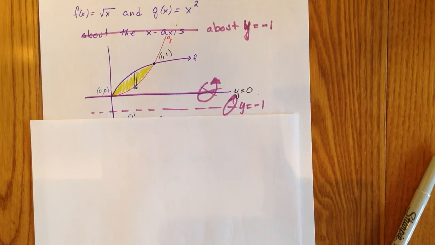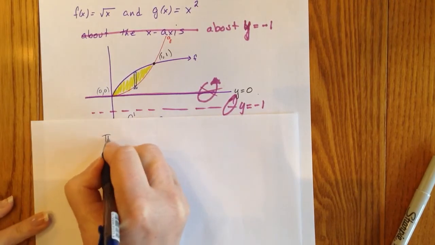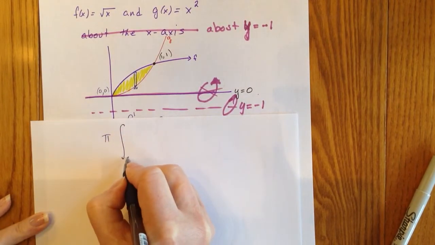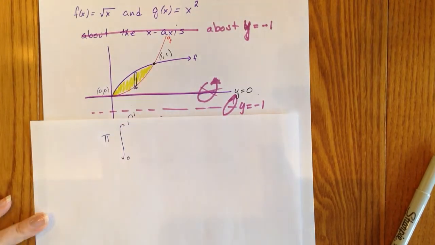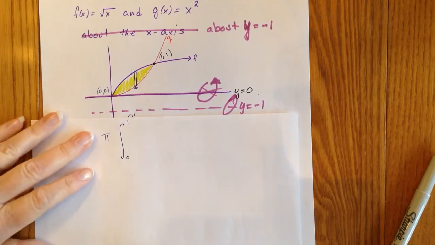How does that change the problem? Well, it's still going to be a washer. The region is still from 0 to 1. We're still going to have an outer radius and an inner radius. But the outer radius is different. All right, here's how we do this.